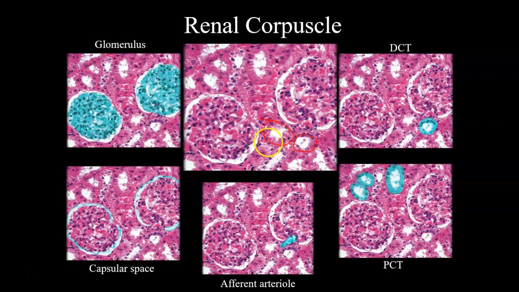So one of the other parts of the renal tubule, specifically the distal convoluted tubule, I'm getting a little bit ahead, but it explains why the location is important.